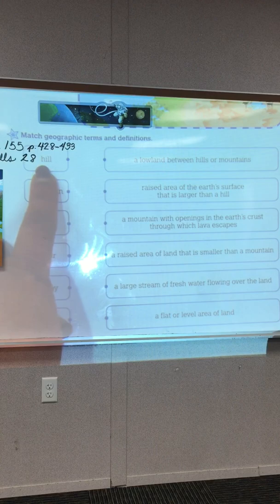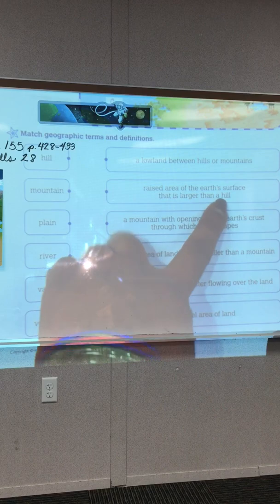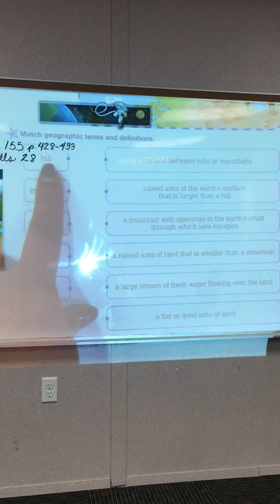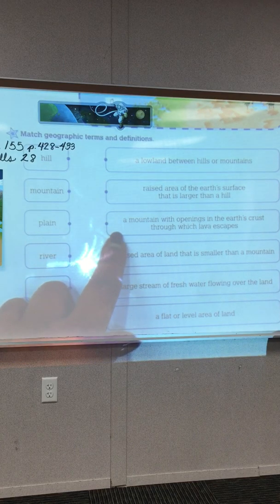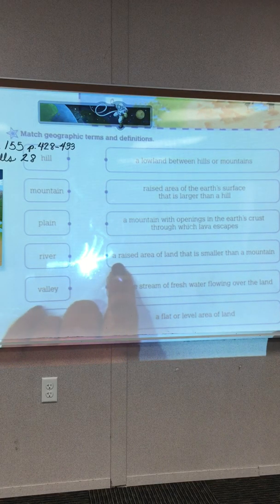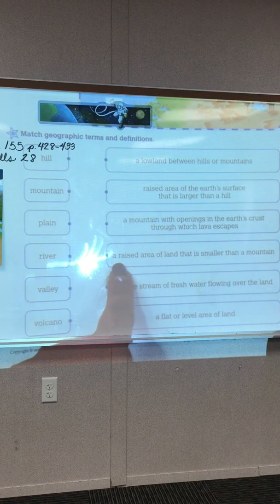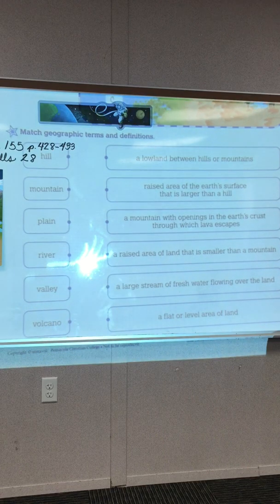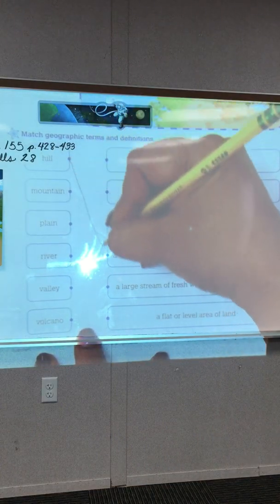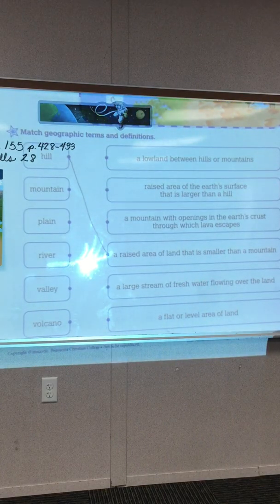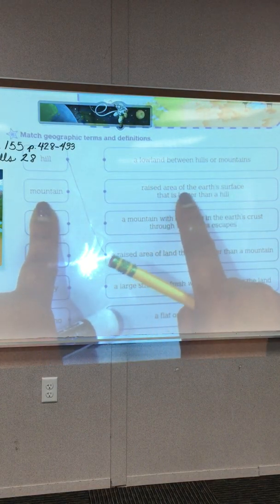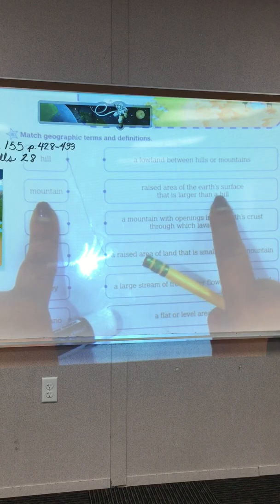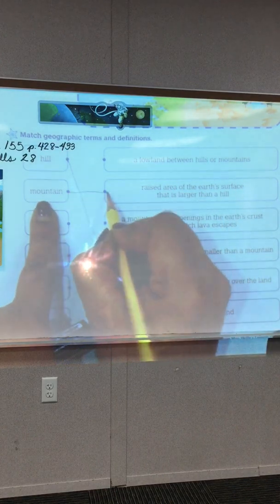Hill. Here it says larger than a hill. It has hill in the definition, so that's not it. A mountain with openings, that's not it. A raised area of land that is smaller than a mountain. That would be my choice. The next one, a mountain. We already read raised area of earth's surface that is larger than a hill. That would be a mountain.